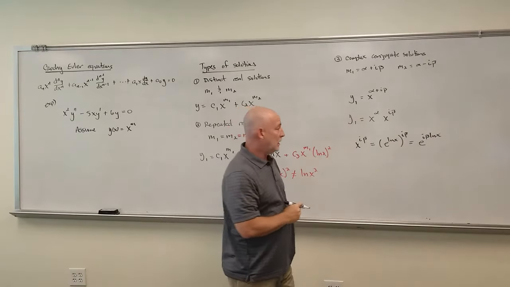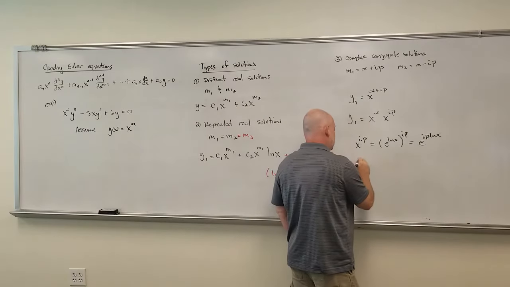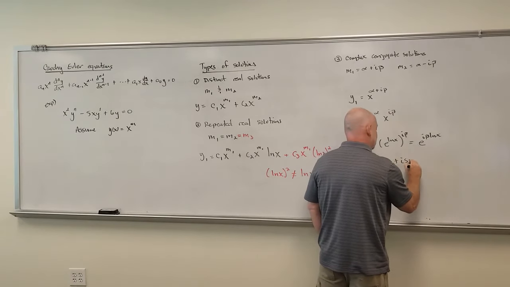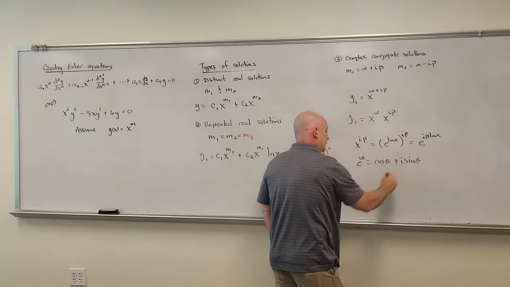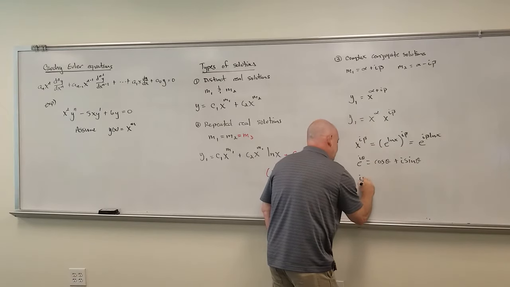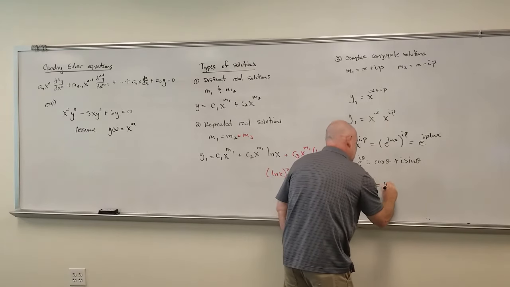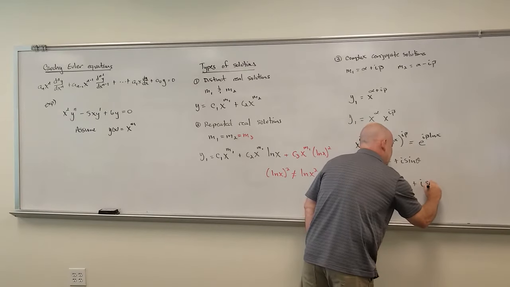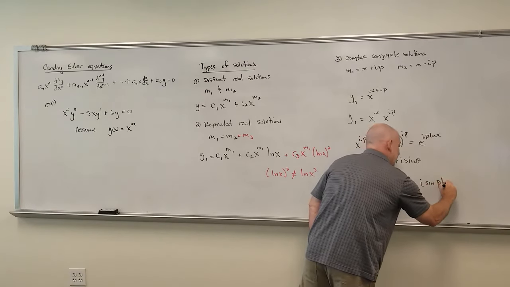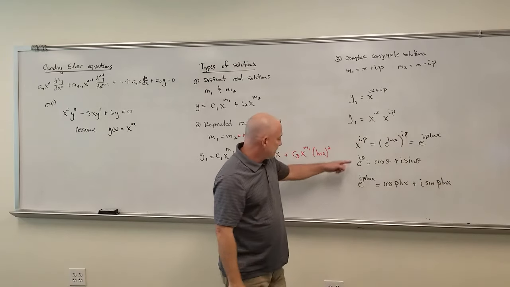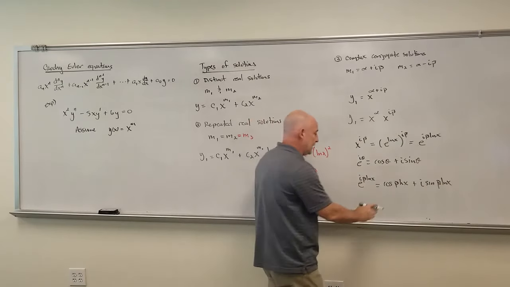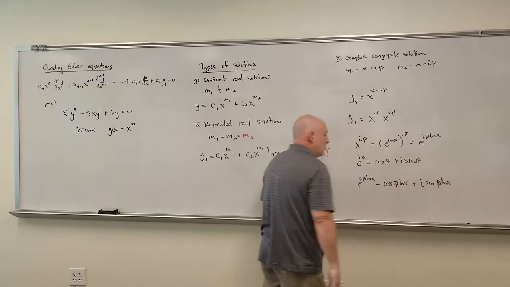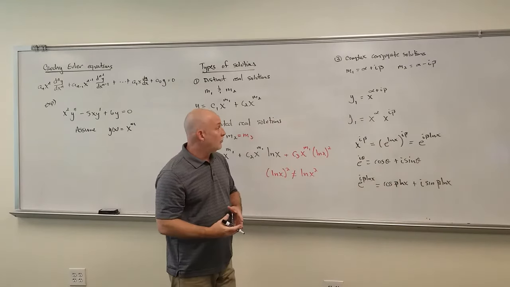And using Euler's identity, remember e to the i theta is cosine theta plus i sine theta, then I can rewrite this e to the i beta natural log of x as cosine beta ln x plus i sine beta ln x. Right, so instead of just a theta, we have a beta ln x. Okay, so you can see it works out almost exactly the same.